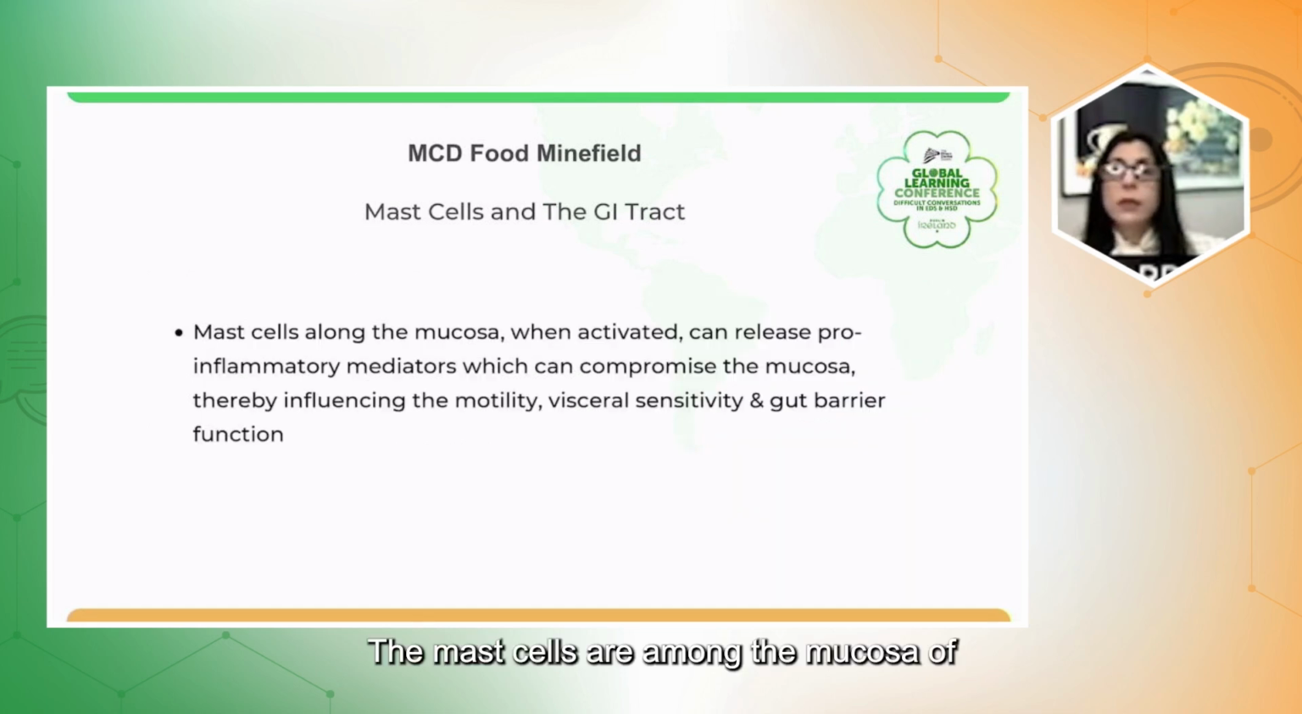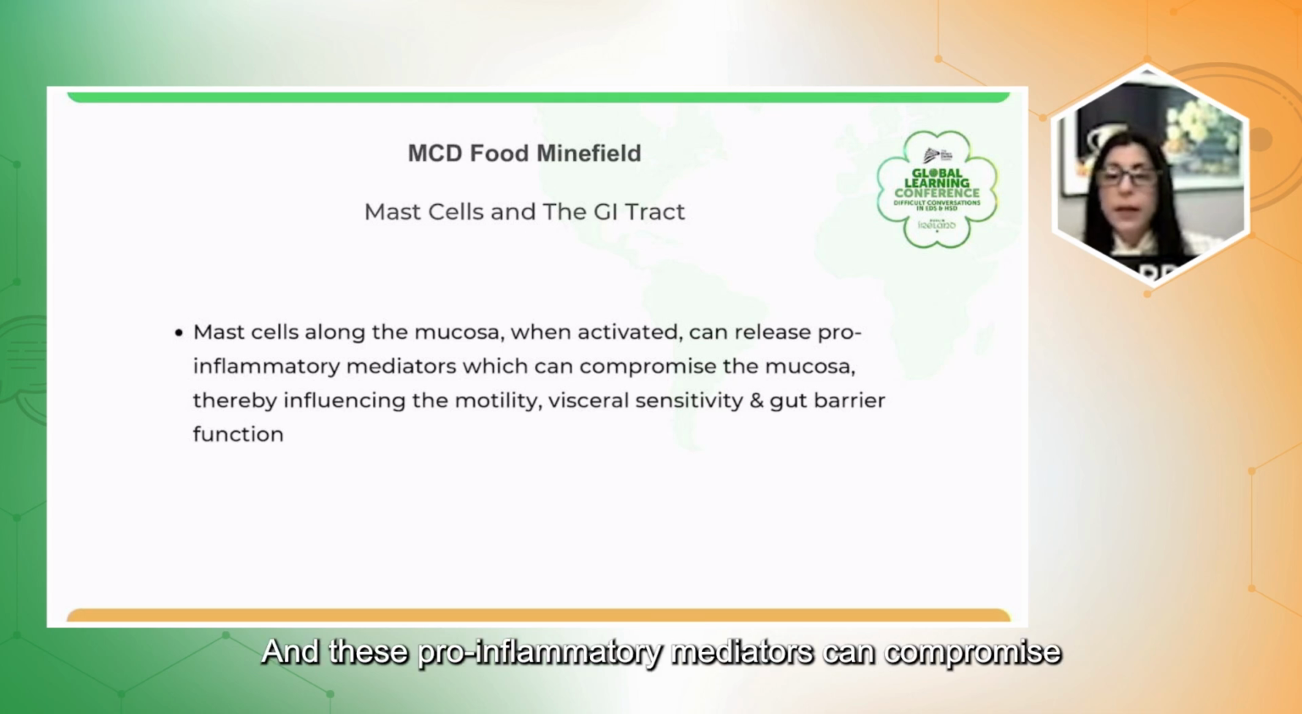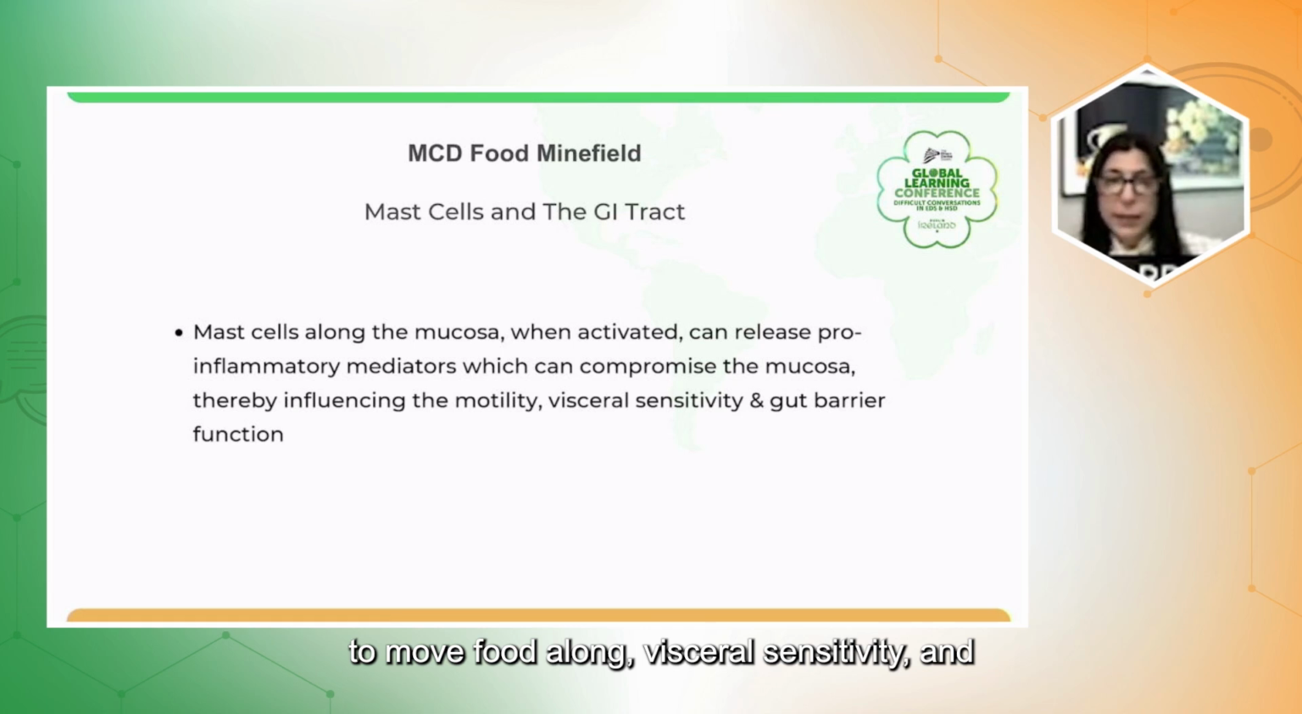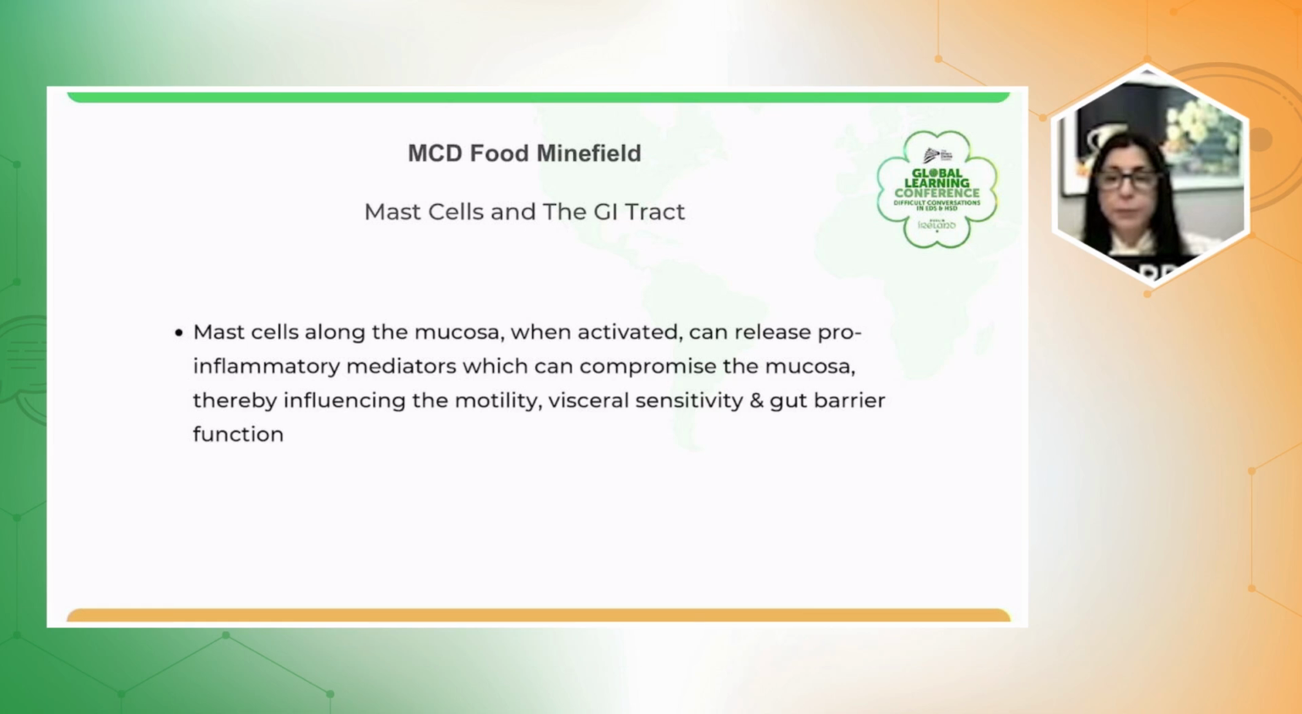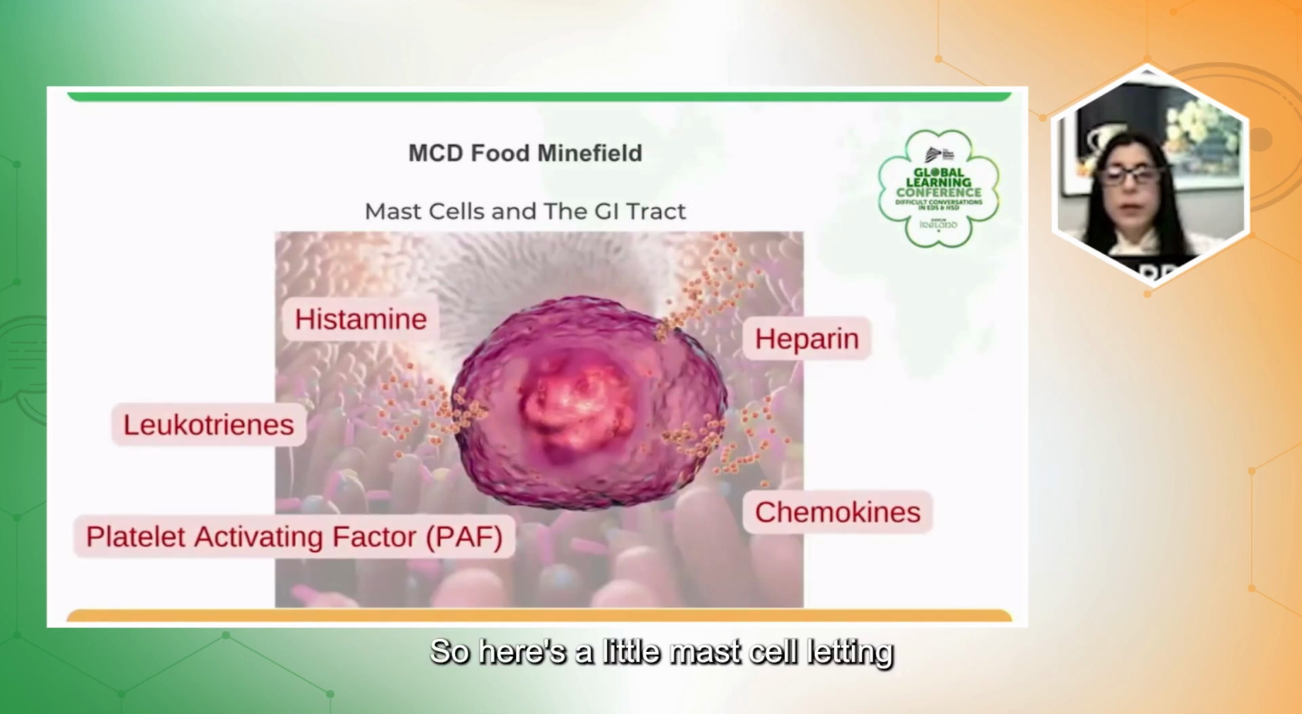The mast cells are among the mucosa of the GI tract, and when they get activated, they can release pro-inflammatory mediators. And these pro-inflammatory mediators can compromise the mucosa, and that can influence a lot of stuff. Motility, your stomach's ability to move food along, visceral sensitivity, and the gut barrier function can be compromised. So here's a little mast cell letting out its mediators in the GI tract.